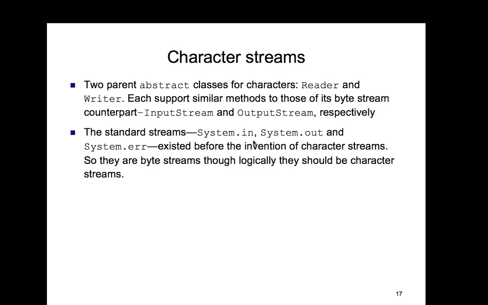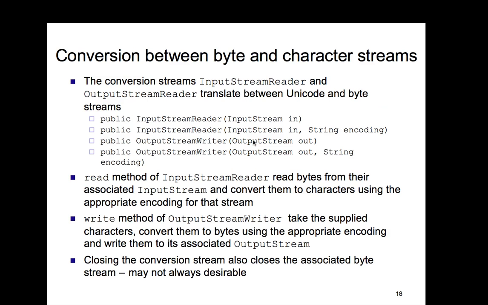Okay, so conversion between byte and character streams. We have the input stream reader and the output stream writer that translate between Unicode and byte streams. So we make instances of these particular classes. The read method of input stream reader reads the bytes from the associated input stream.